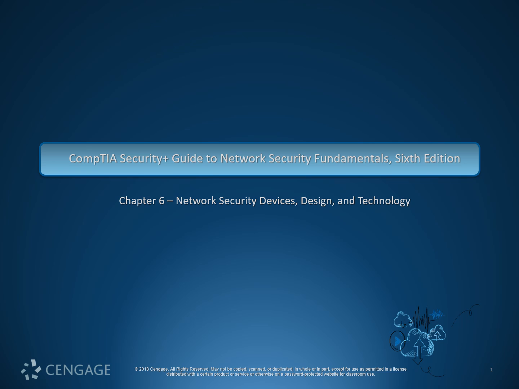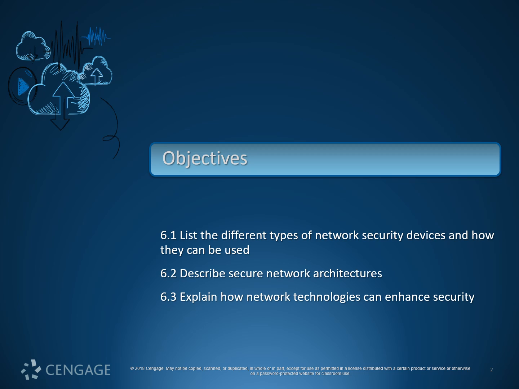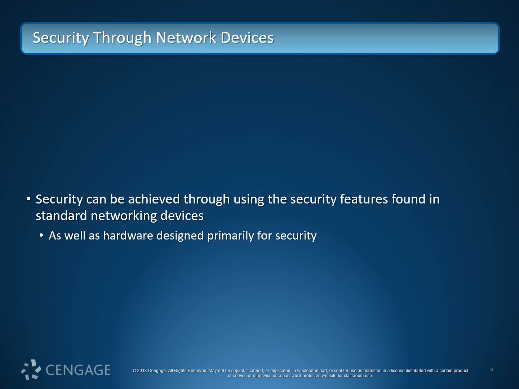Mr. Armke here with you for Chapter 6 today, Network Security Devices, Design, and Technology. Our objectives are threefold. We're going to look at the different types of network security devices and how they're used. We're going to look at secure network architectures and describe them, and explain how network technologies can enhance security.